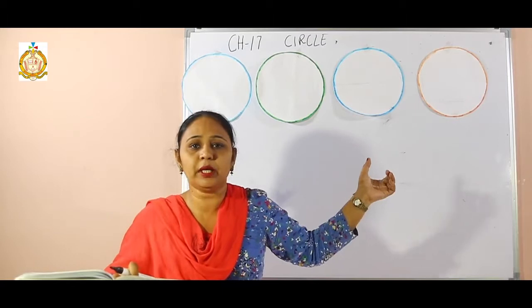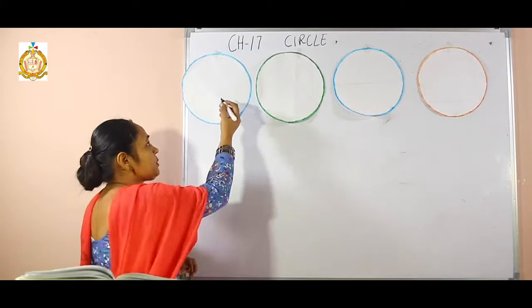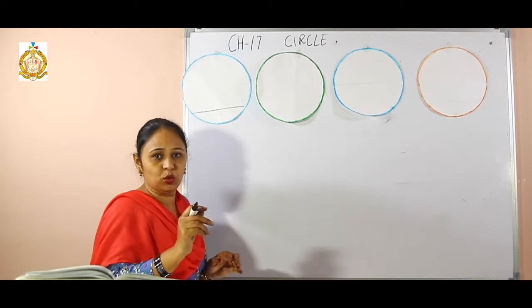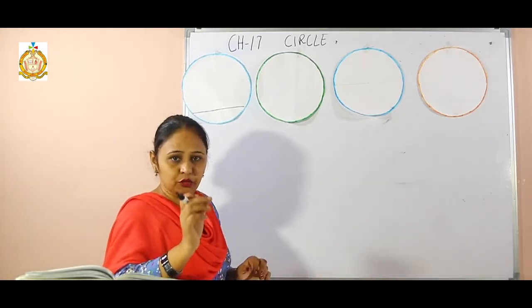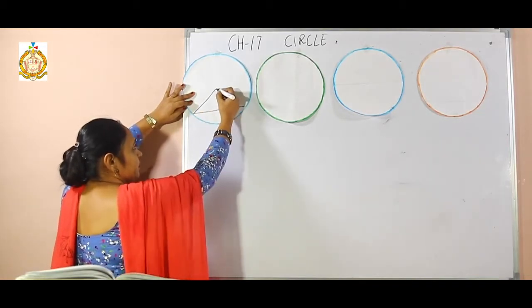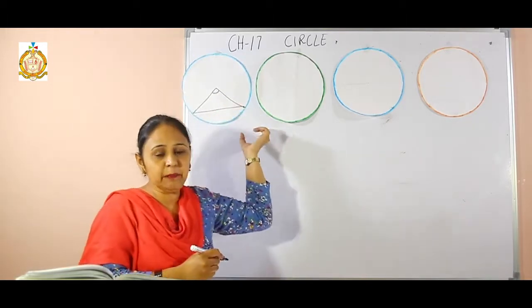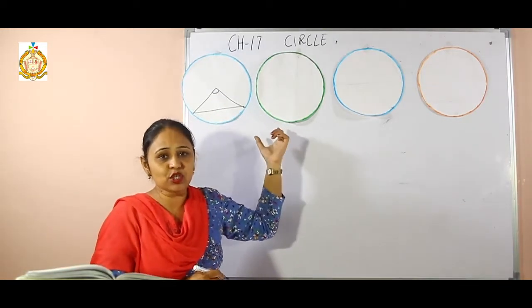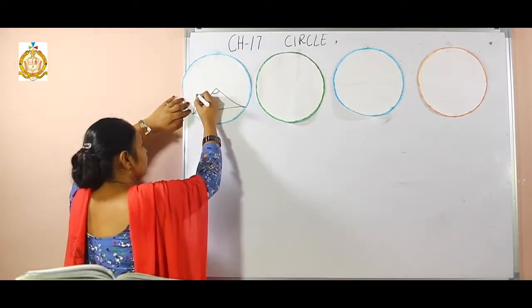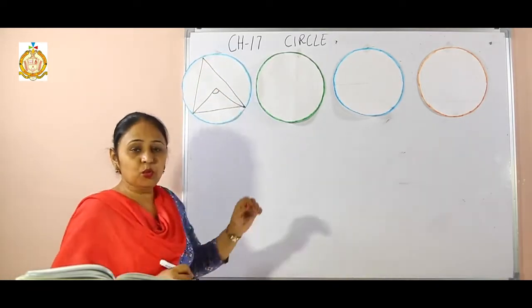Now we come to chapter 17. What are the main properties of the circle? Now see students, first property. In this first property, there is one chord. On the same chord, taken as a base, we draw one angle at the center. This is my center point. On this chord, I make this angle. On the same base, that means the chord will be the same base, I draw another triangle on the circumference of the circle, like this one. I draw it again. Now what is the property?